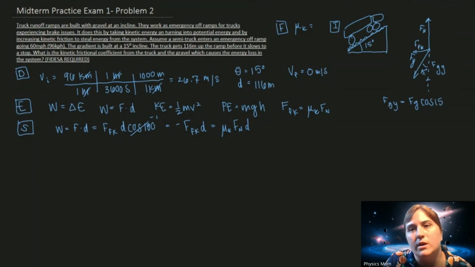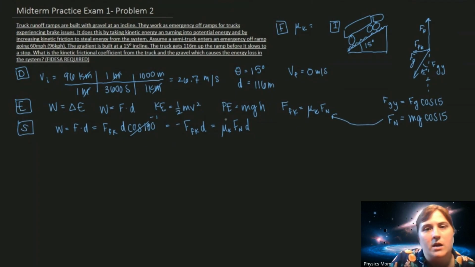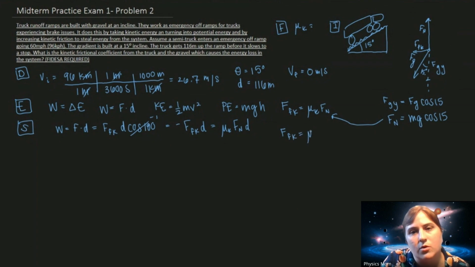And this is what equals the normal force. So the normal force, because it's directly countering the gravitational force, is going to equal the mass times gravity, times the cosine of 15 degrees because of that gradient. So that's what I'm going to substitute in for this normal force. So I get the frictional force is the frictional coefficient times the mass times gravity times the cosine of 15 degrees.